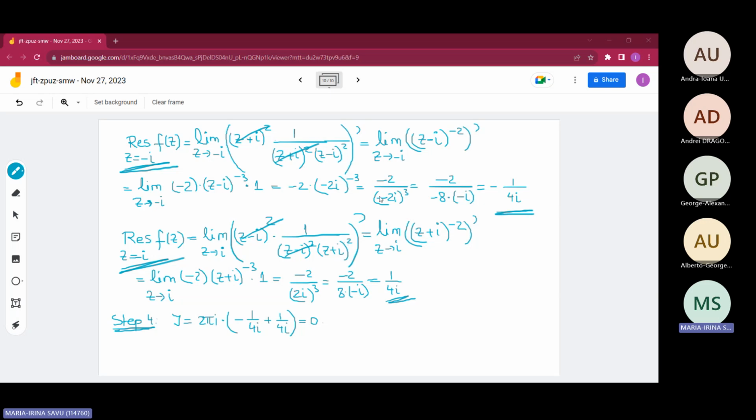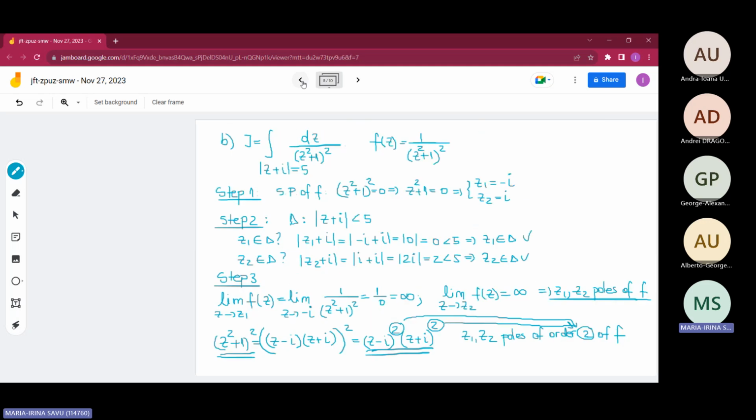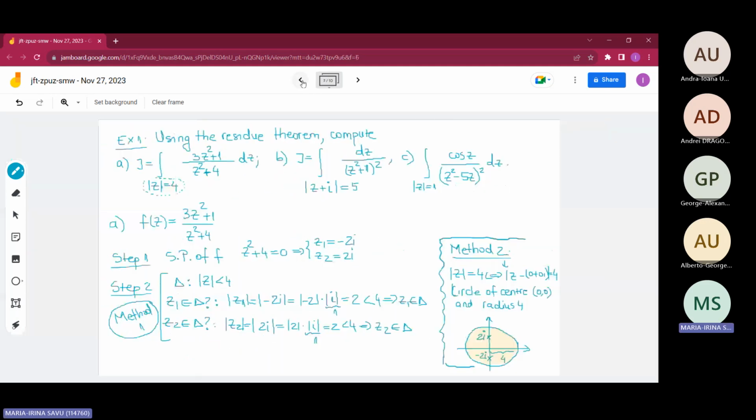Okay, let's see another exercise. Let's see point C. You have 10 minutes, and that can fit in 10 minutes.